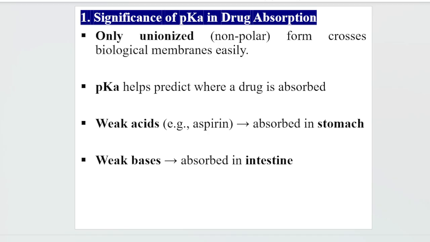So we know that it is the unionized form of the drug that is basically absorbed. The ionized form of drug is water soluble, that's why it cannot be absorbed. So if the drug is given by any extravascular route, whether it is intramuscular route, intraperitoneal route, oral route, or any other extravascular route, there is a process of absorption, and the unionized form of drug, because it is non-polar and lipid soluble, crosses the biological membrane.